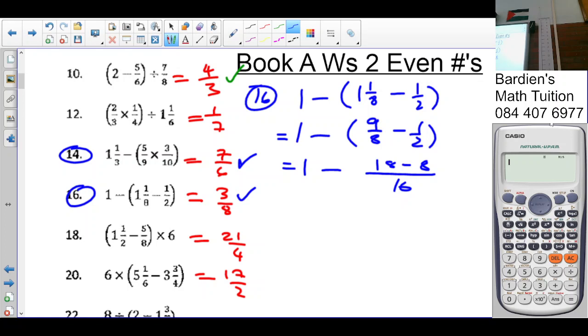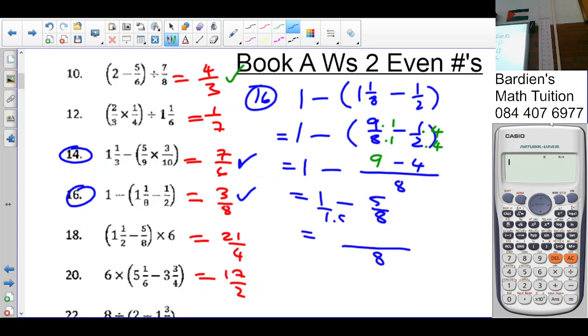But your LCM, your lowest common multiple between 8 and 2, is not 16. It's actually 8. Why? Because that 2 can go into 8. Can you see that? So 8 multiplied by what is 8? 1. So that's going to give me 9. 2 multiplied by what is 8? 4. So it's going to give you minus 4. So it's 1 minus 5 over 8. What's your LCM here? 8. You times it by 8. It's 8 minus 5. And 8 minus 5 is?